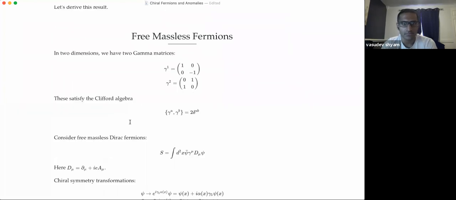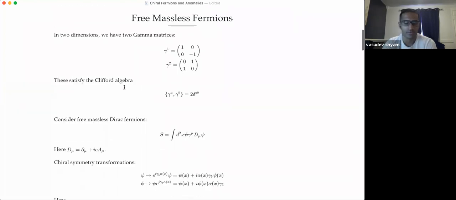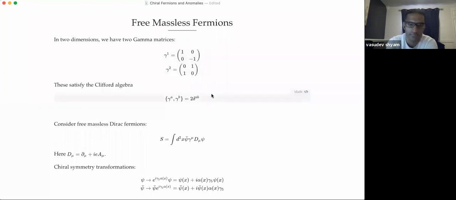So quick recap of what we need to get to fermions. We need a representation of the Clifford algebra. And here, that'll be given by these two gamma matrices. You can check explicitly that they would satisfy this anti-commutation relation. Note that we're in Euclidean signature, so you won't be seeing as many i's as you're used to.